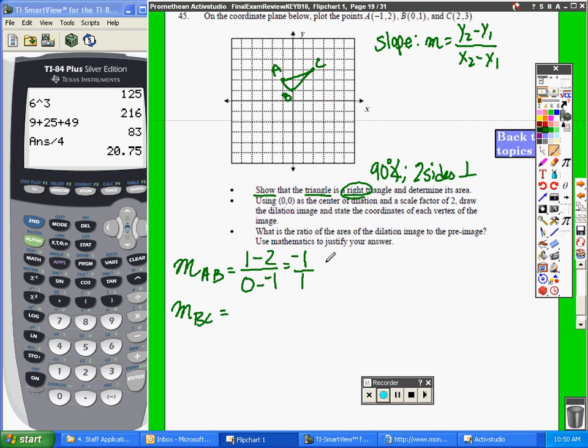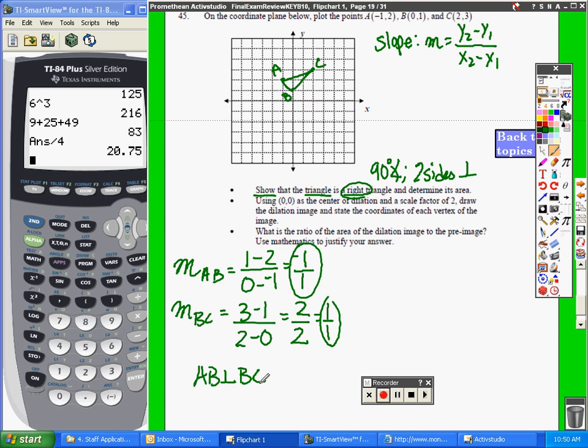BC, let's do the slope of that. From B to C, I've got 3 minus 1 over 2 minus 0. 3 minus 1 is 2. 2 minus 0 is 2, which is the same thing as 1 over 1. 1 over 1 and 1 over -1, or -1 over 1, these are negative reciprocal slopes. So AB is perpendicular to BC. Therefore, triangle ABC is right. All right, step 1 done.